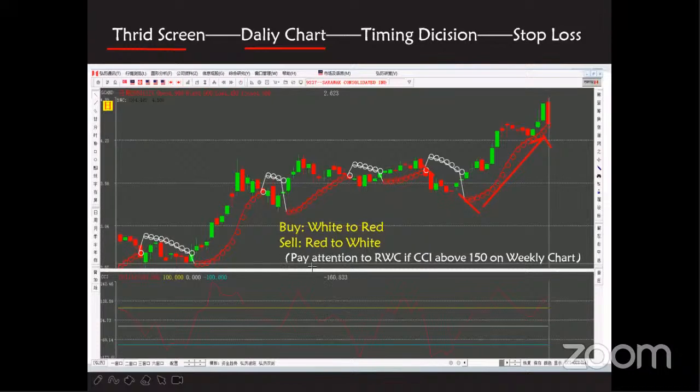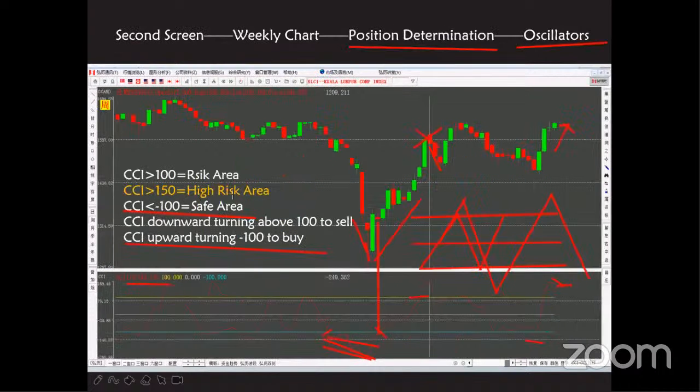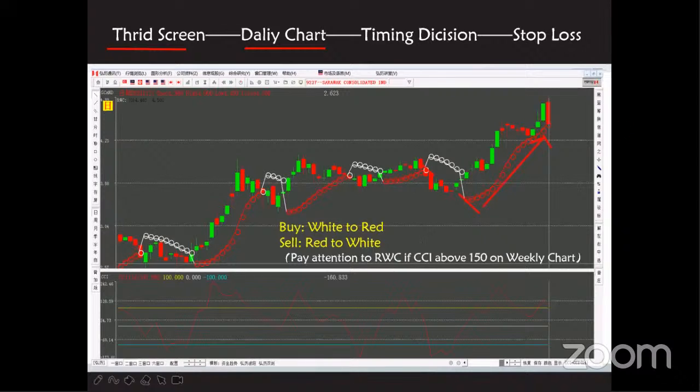But here we need to pay attention to RWC. If CCI has already broken upward or stands above 150 on the weekly chart, as we just learned in the application of CCI, then it is in the high risk area already, right? Because the upper limit for CCI is actually only 100. So if it is more than 150, then it's already going into the high risk area.